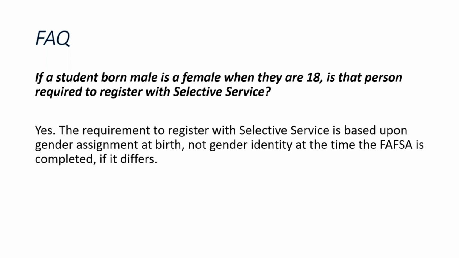Another one of the other questions is if a student born male is a female when they are 18, are they required to register with Selective Service? The answer to this is yes. They do have to, based upon the gender assignment at birth, not gender identity at the time the FAFSA is completed. So if they are in that transition anywhere, if they were born male and are 18, they have to be registered with the Selective Service. They can go out and register themselves, or they can select the option on the FAFSA as a please register me, and the FAFSA will send it out there to do that too.